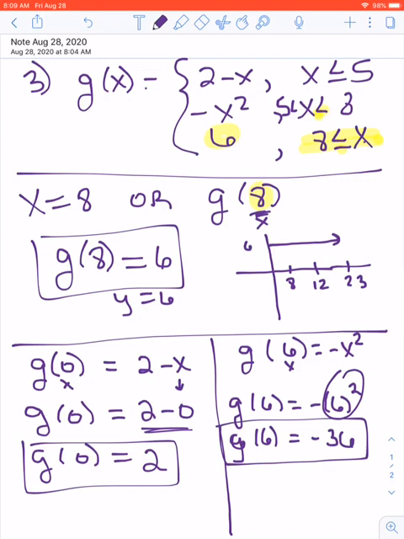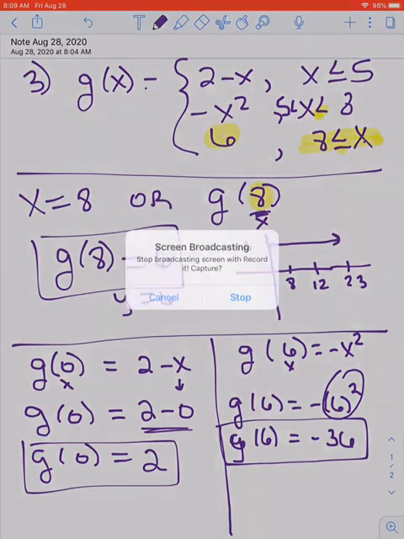You have to remember your order of operations. You square it first and then you multiply by a number out front. Hope this helps.